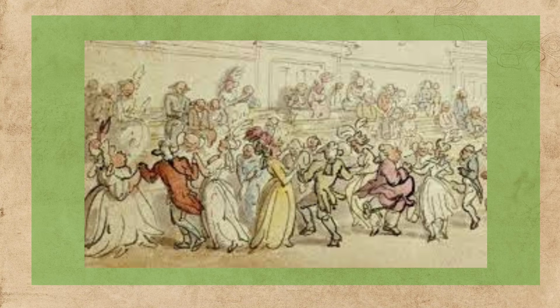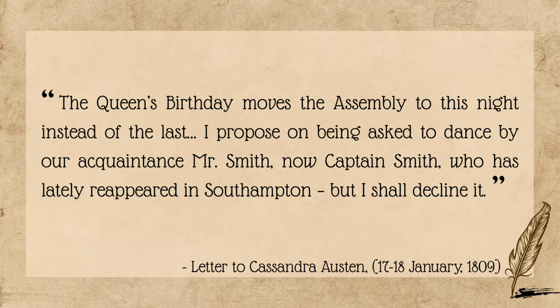But it seems that she wasn't quite done dancing and flirting yet, because she says in a letter to Cassandra written on the 17th and 18th of January 1809, "The Queen's birthday moved the assembly to this night instead of the last. I propose on being asked to dance by our acquaintance Mr. Smith, now Captain Smith, who has lately reappeared in Southampton, but I shall decline."